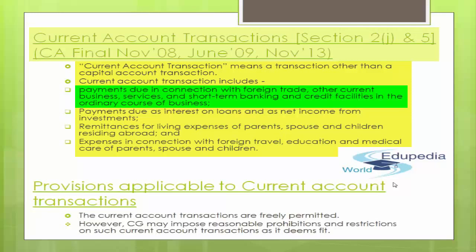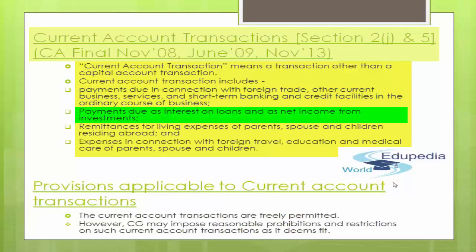That's number 1. Second, it will include the payments which are due as interest on loans and as net income from investments. So any kind of investments that you make, short-term investments or any kind of short-term loans that you take up, and if you need to pay against those loans in terms of interest. So all these payments which you will be making as interest on loans or whatever kind of income that you will be receiving from those investments, that has to be categorized under the category of current account transaction itself.